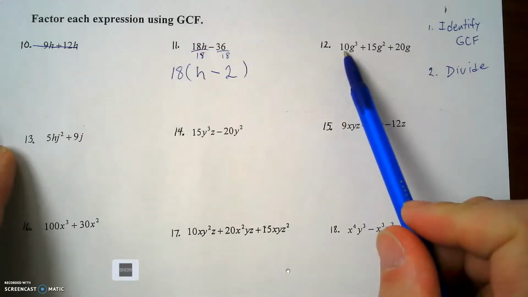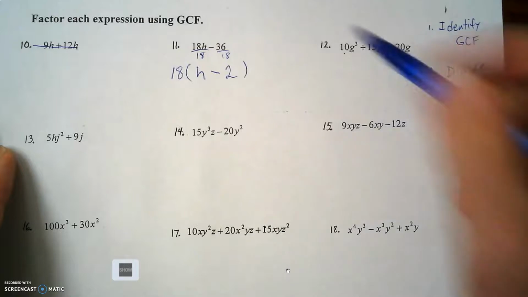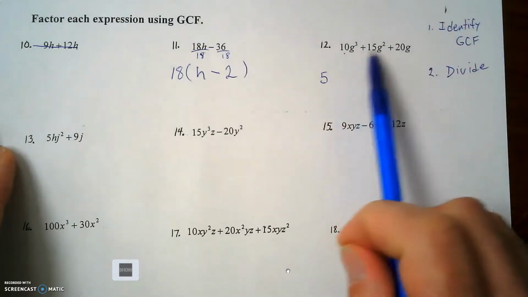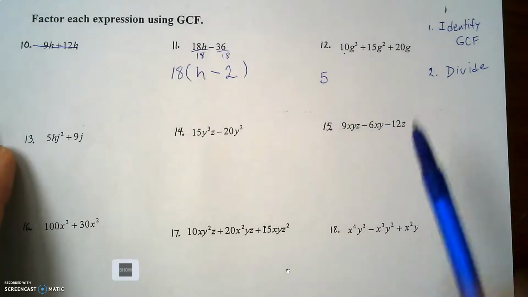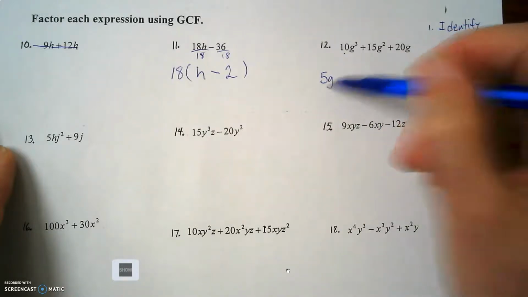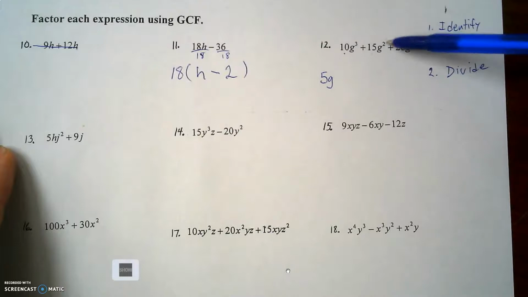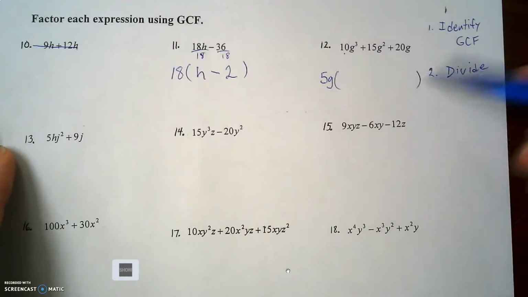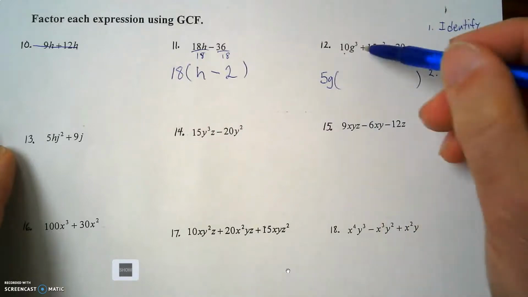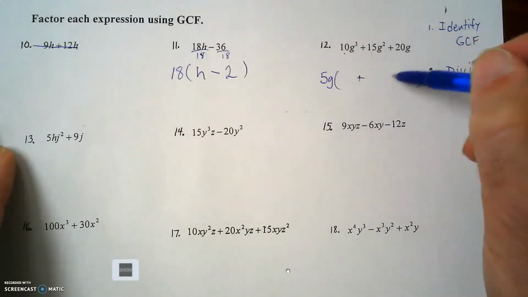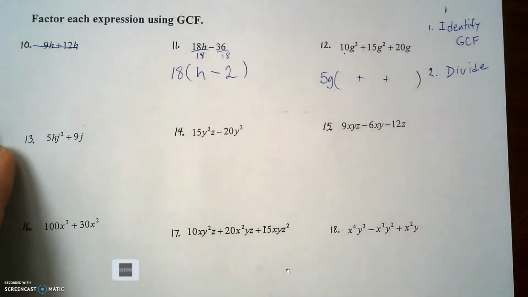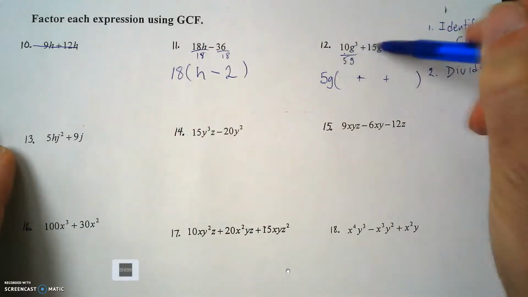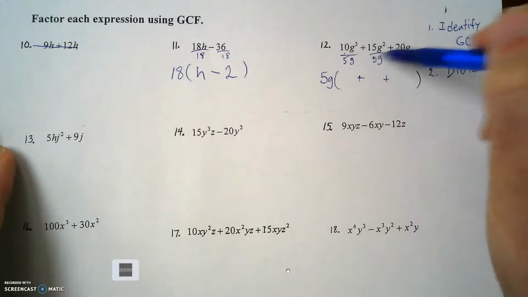So here we go. Look at the coefficients, 10, 15, and 20. I'll write down a 5. Now I look, they all have a G. So I'm definitely going to use that. Now I pick the smallest exponent, which is G to the first. I draw a parentheses big enough to fit 3 terms in. See how my signs are addition? Okay, big moment. Divide everything by the greatest common factor, 5G.